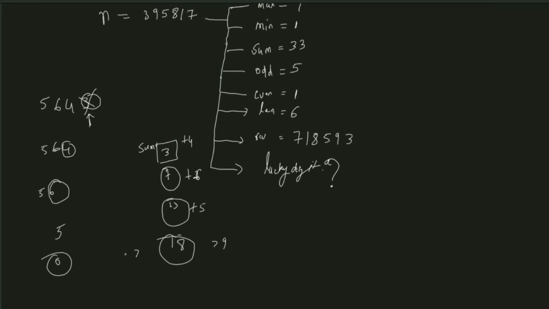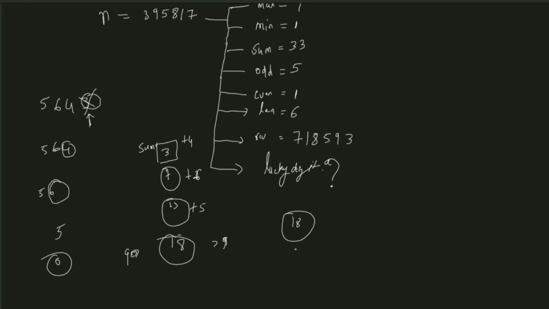Now I want to check whether sum is greater than 9 or not. If it is greater than 9, then quit. If it is not greater than 9, what I need to do is calculate again. I need to take this 18 again and do the same procedure I did with 5643.